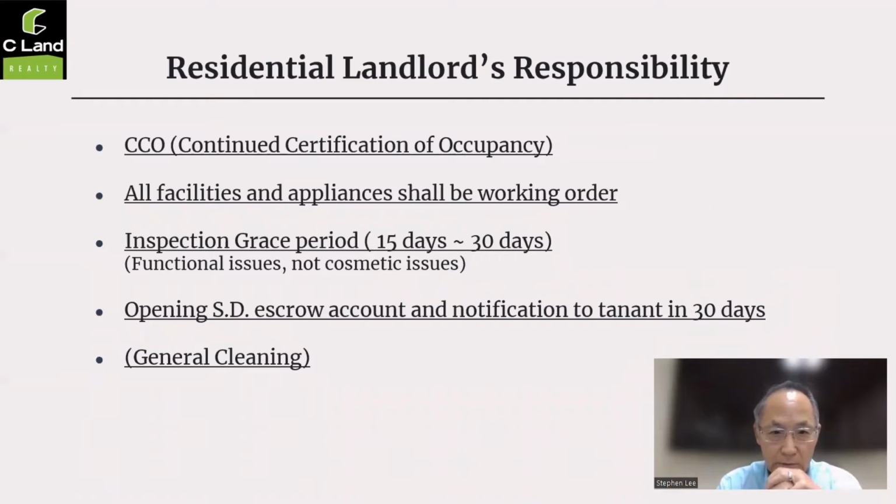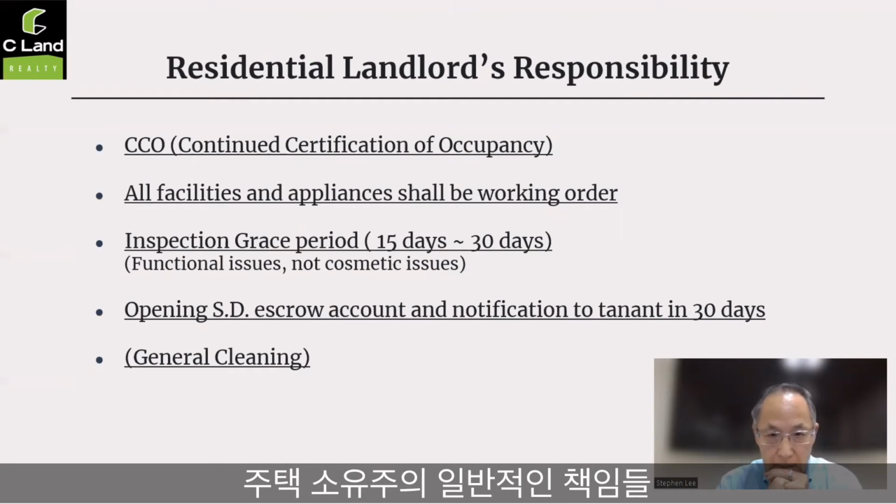Okay, so the title is Residential Landlord's Responsibility. I want to go over quickly what a landlord generally has to do when there is a turnover, the tenant exchange, basically. Number one, they have to prepare the CCO, continued certification of occupancy. In a lot of rental cases, the landlord skips this part. And sometimes, honestly, real estate professionals also skip this process.